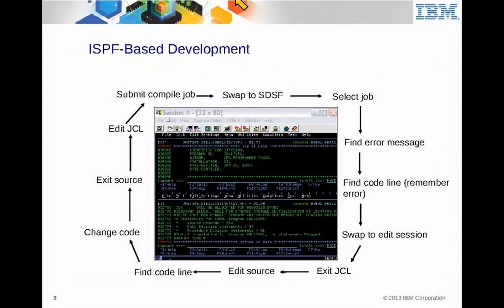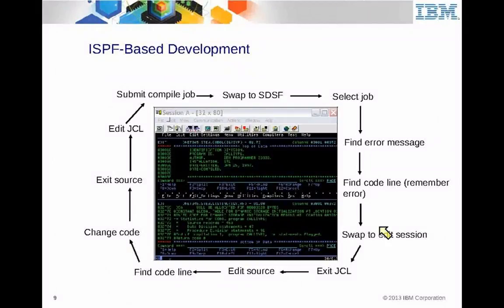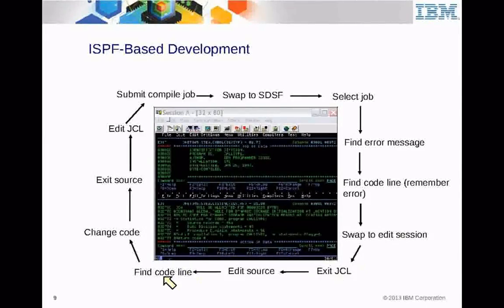So the point of this screen, and this is one thing that I was doing earlier, is what you find is that people usually edit JCL, they submit the JCL, they swap to SDSF, select the job, maybe find an error, they find the code line, then they swap to the edit session, then they may exit the JCL, edit the source code, find the line of source code they want to change, change the code, exit the source, edit the JCL, and they were doing this over and over and over again as part of development.